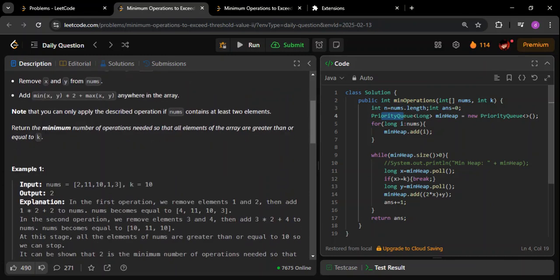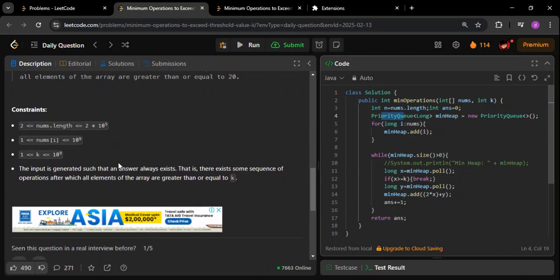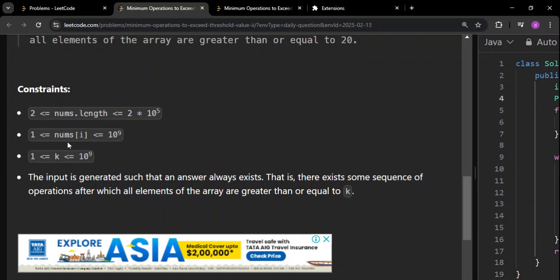Let us quickly see the other aspects of this question. Let us go to the constraints now. See here, constraints are going to play a very important role. Why I'm saying that, let me quickly explain. Each number here is going to be in the range of 10 power 9.